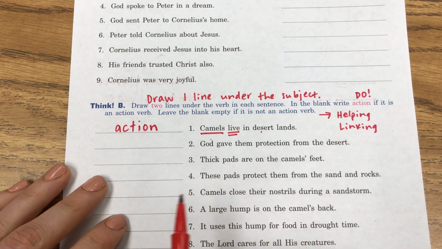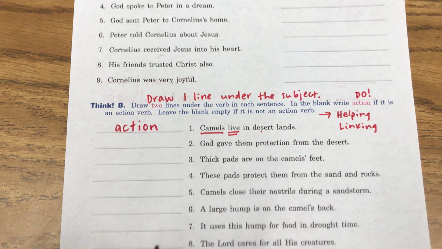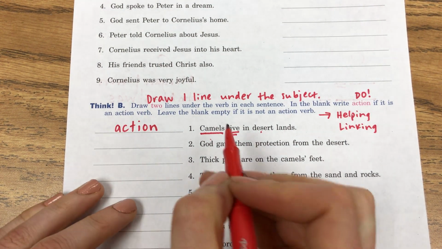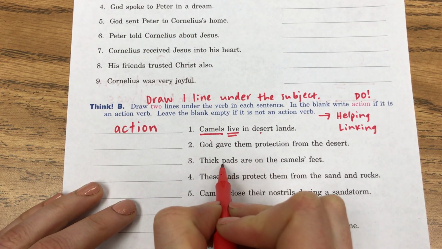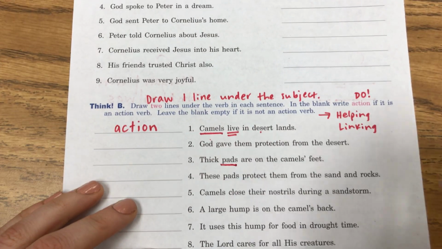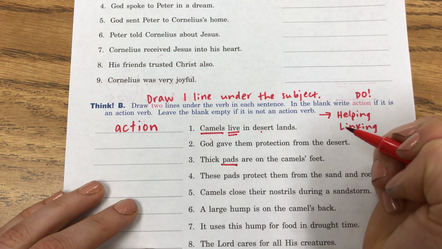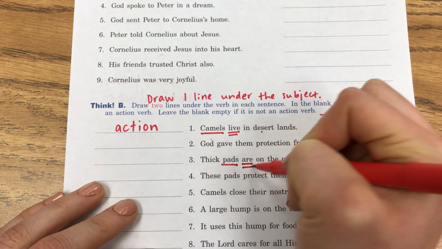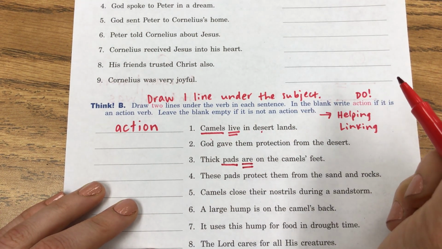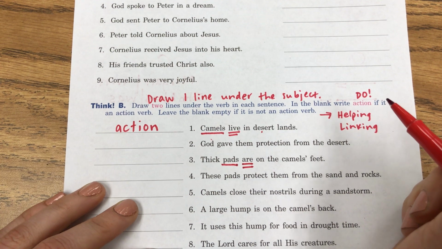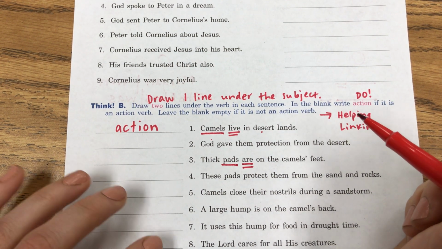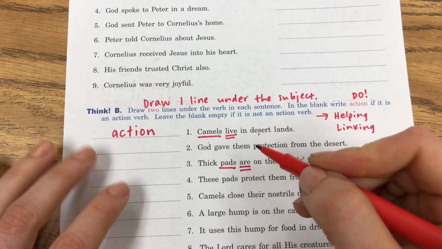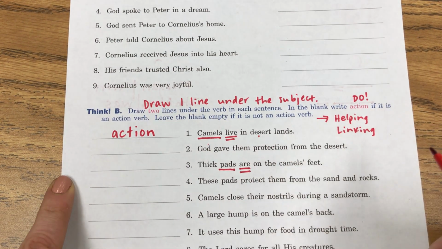So hop down to number 3. It says, thick pads are on the camel's feet. Okay, who? What's the sentence talking about? It's talking about these pads. And what? Do they do anything? They are. So is are an action? I can are. Is that something you can do? No. But think back to our song. Am, is, are, was, were, being, been. This is a linking verb. So for number 3, you're going to leave it blank.